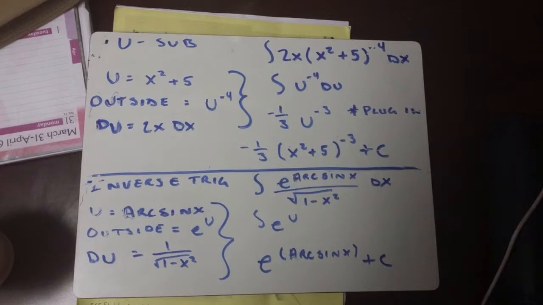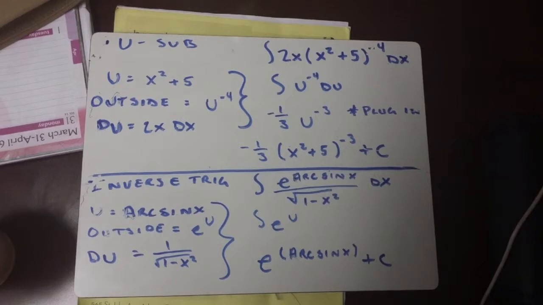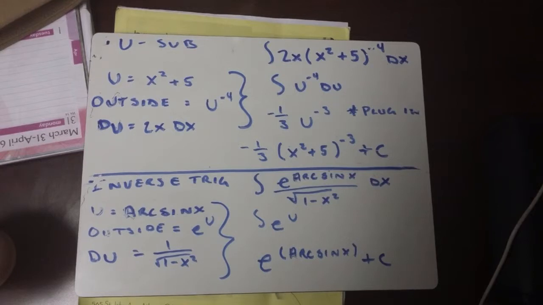Your integral now becomes e to the u du. When you take the integral of e to the u du, you get e to the u. You can now go ahead and plug back in arcsine, giving you e raised to the arcsine x plus c.